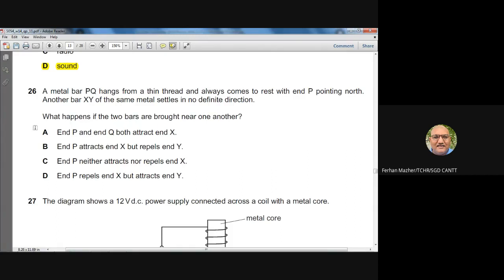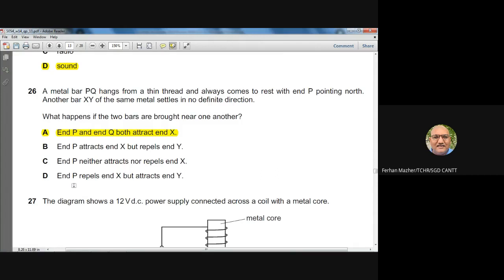That is 100% possible. And P attracts the end X but repels the end Y. That is not possible because XY is not a magnet, so there will be no repulsion. The end P neither attracts nor repels X. And P repels X but attracts Y. Repulsion cannot be there because both of them are made of the same material.